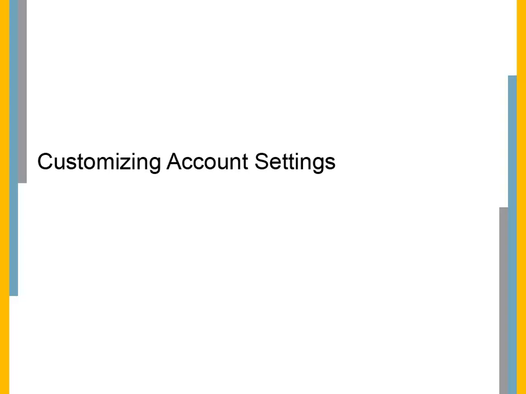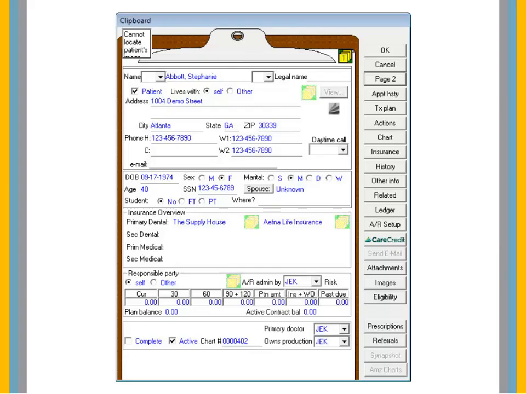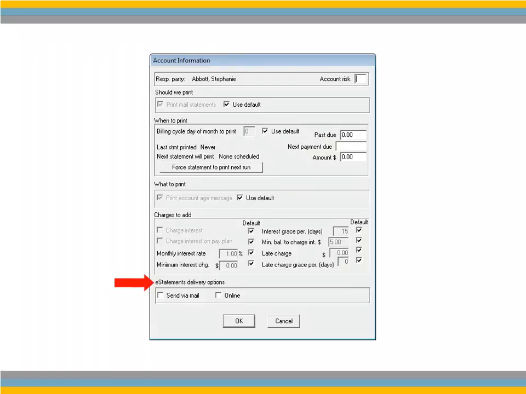Customizing account settings. Online statements can also be enabled by account. Open the clipboard and enter a valid email address in the email field. Then, click the AR Setup button. In the eStatements Delivery Options section of the Account Information window, select Online for this account to receive online statements. Use the Send via Mail option for the PracticeWorks Clearinghouse to send your automated statements to your patients for you.